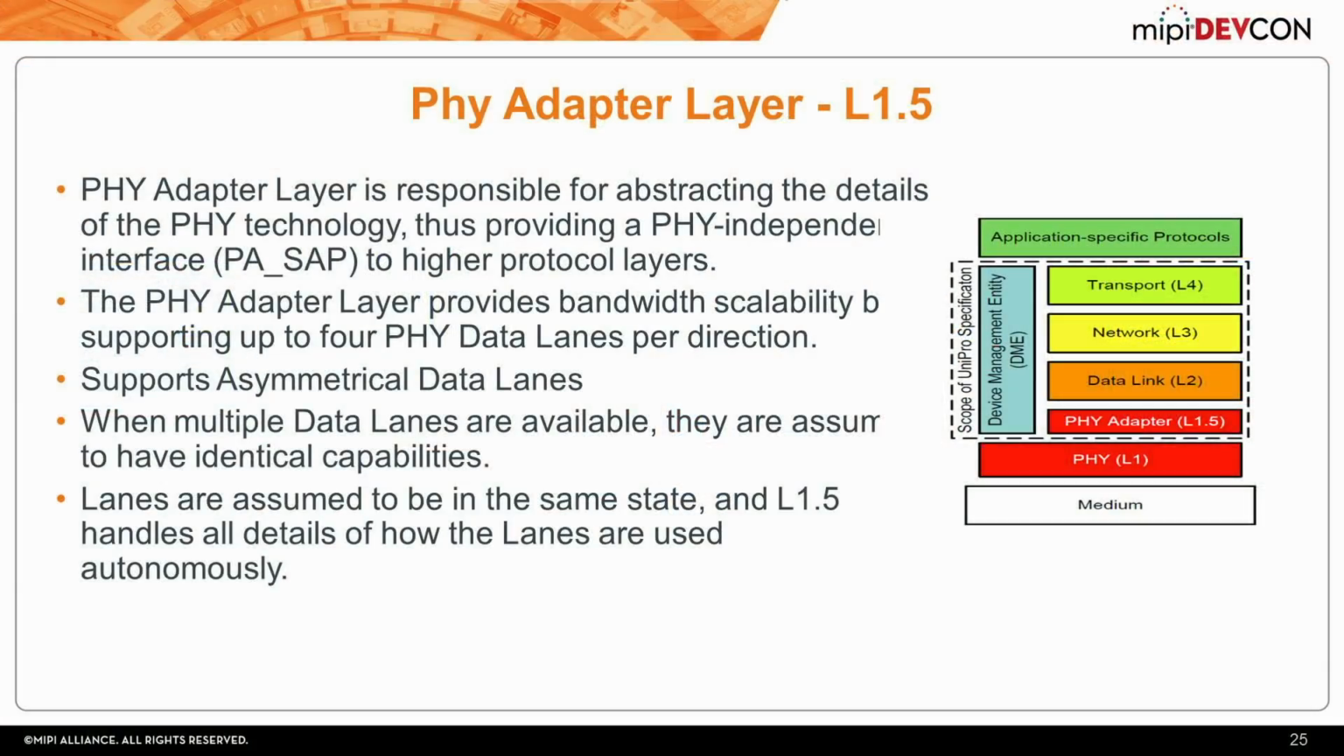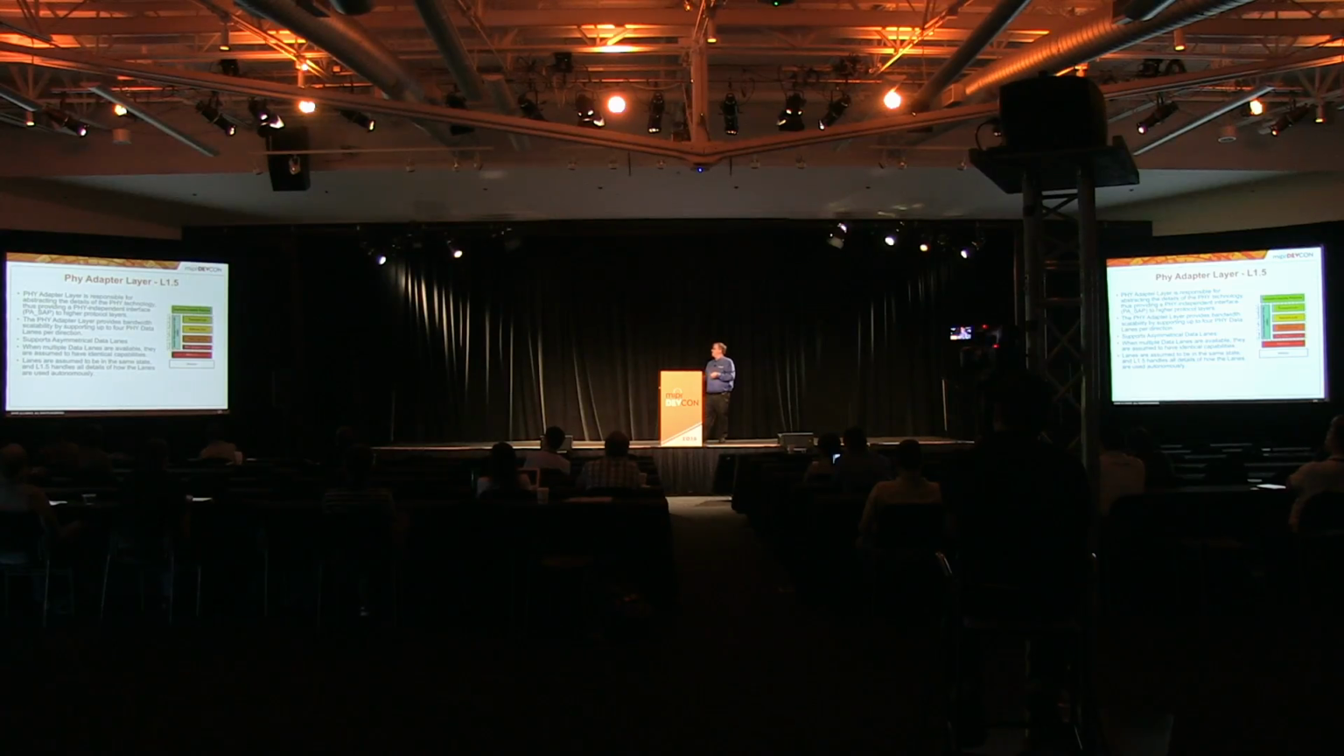So the physical layer, layer 1, is M-PHY. The next layer up is going to be layer 1.5, and this is a kind of intermediate layer, which we call the Fire Doctor layer, and that's responsible for abstracting the details of the PHY from the upper layers. So the Fire Doctor provides bandwidth scalability by supporting up to 4 PHY data layers per direction, but the upper layers don't care about that. This is all managed by this Fire Doctor layer. So when you have multiple lanes, they're assumed to have the same capabilities, and the lanes should all be in the same state.